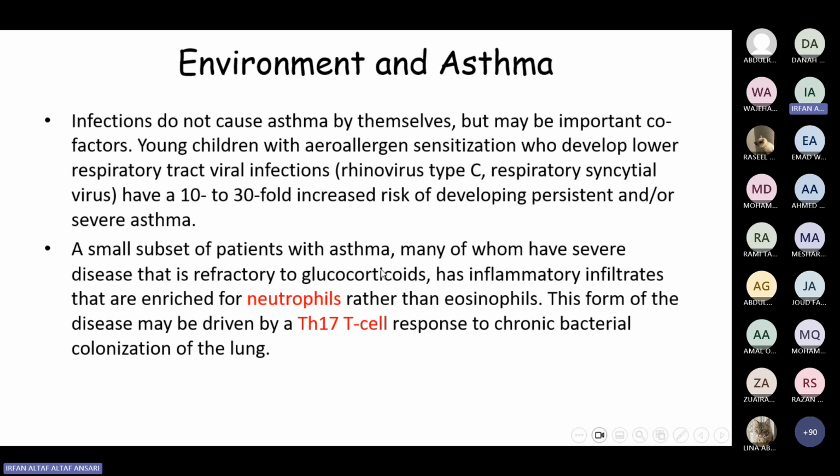The patients, the children or the adult patients, they have asthma, but they don't respond to the glucocorticoid. With extensive research, they found they don't have the eosinophils, they have neutrophils, and their principal cell of inflammation is the T helper 17 type of T cells. Okay.